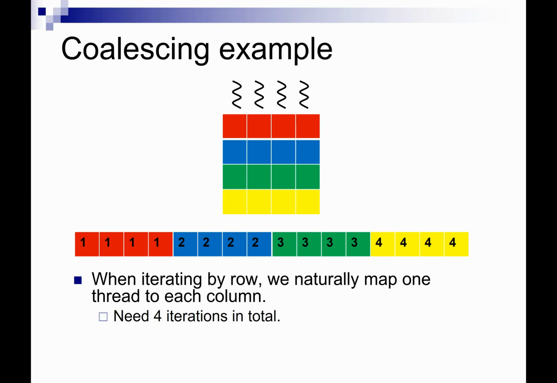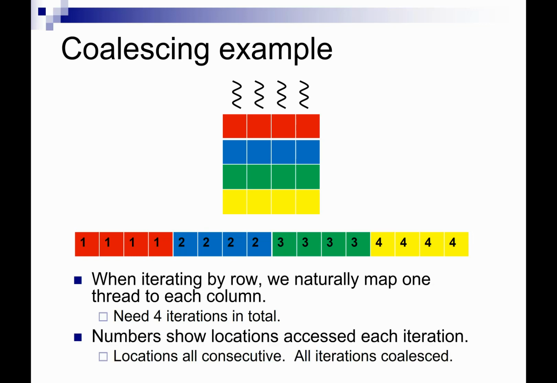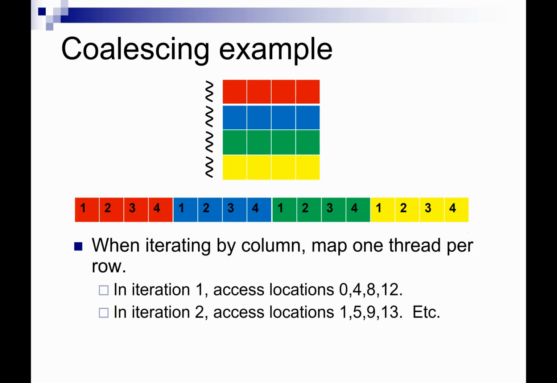On the next iteration of this warp, we're going to read these blue values over here. The blue values are also consecutive in global memory, so they're within one memory segment, and we do another coalesced memory access. Then we read these green values, which gives a coalesced memory access, and the yellows are also coalesced. So in total, we've done 4 coalesced memory accesses. Now let's change this so that we access this matrix column by column.